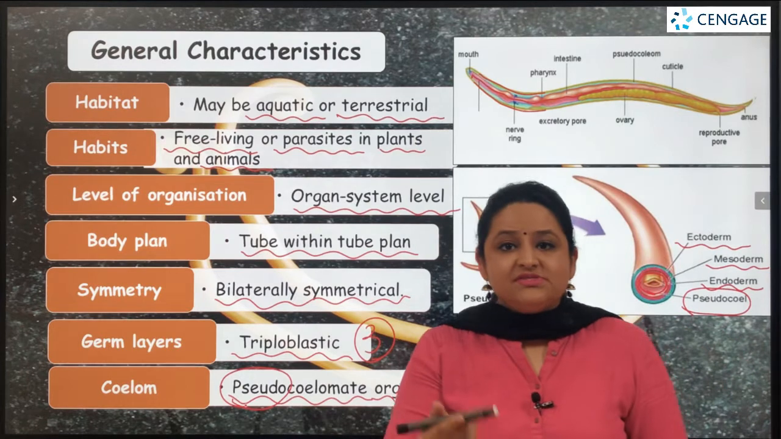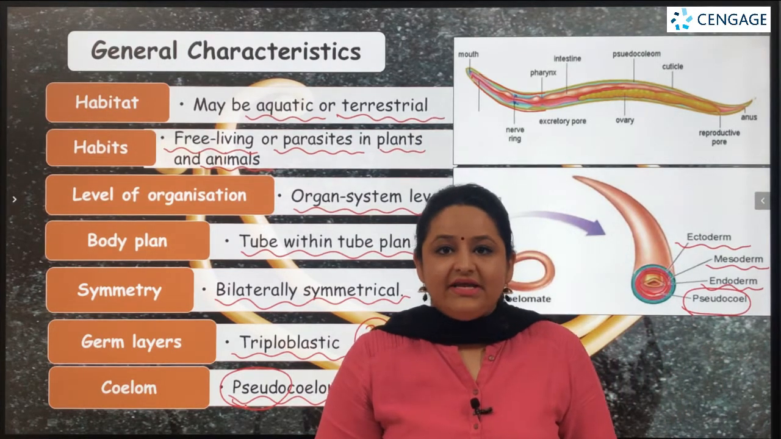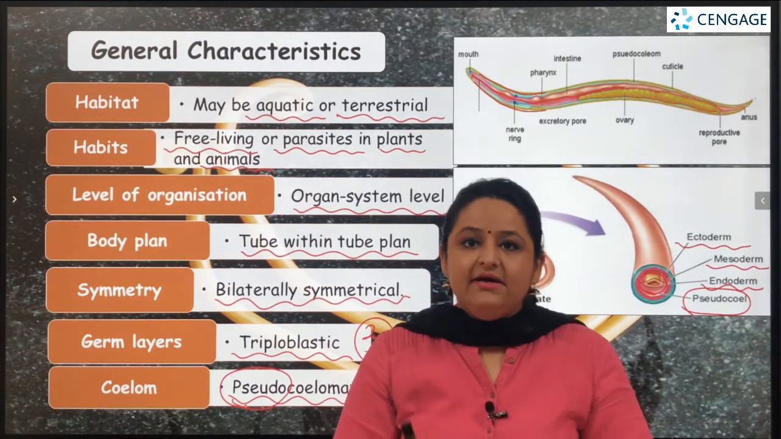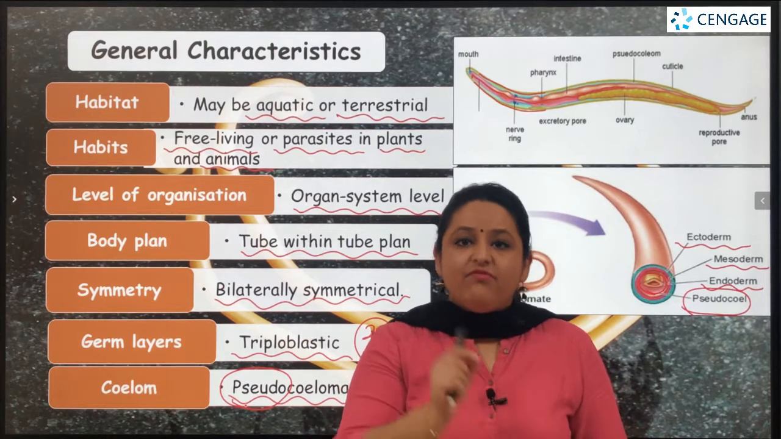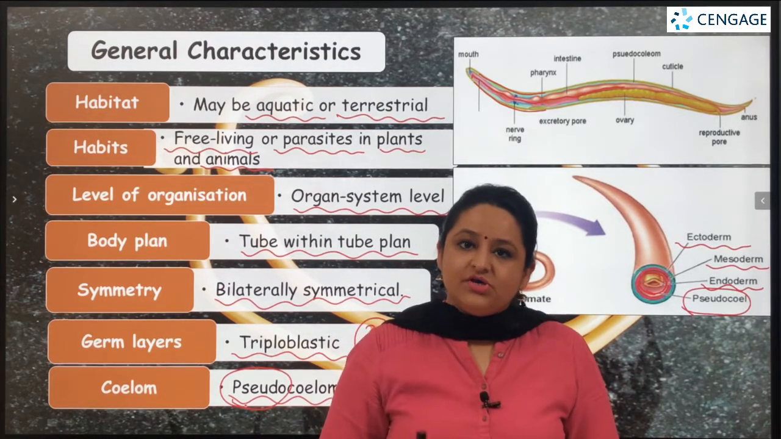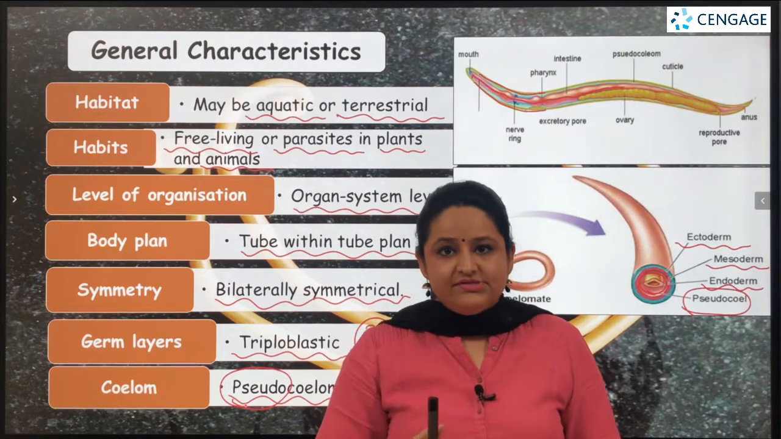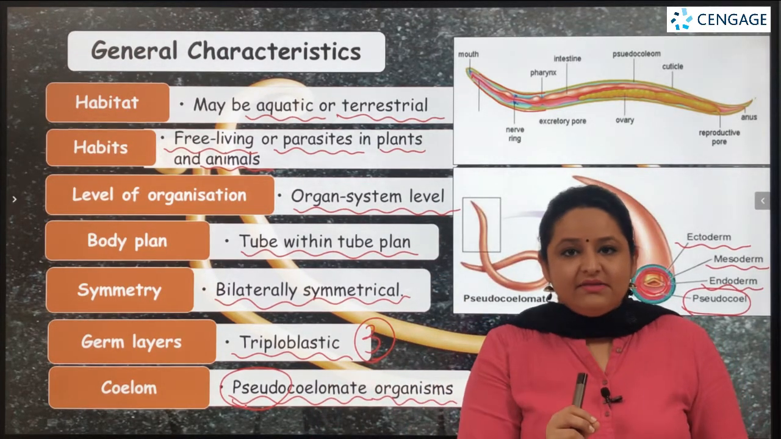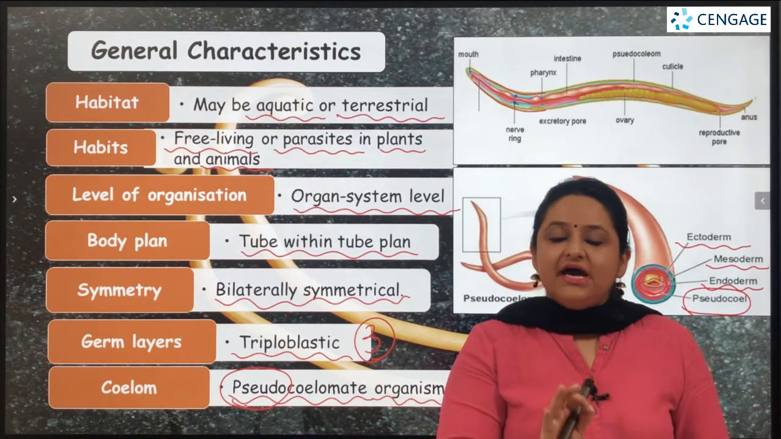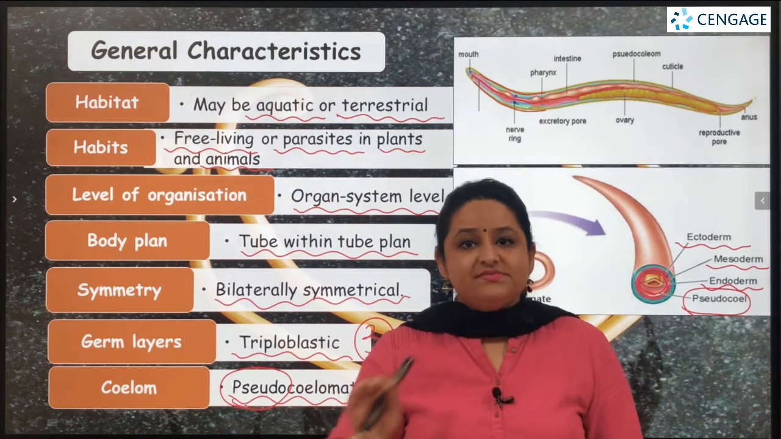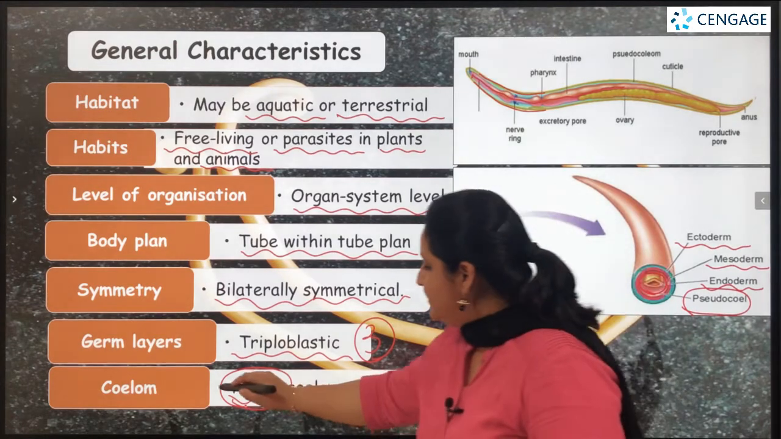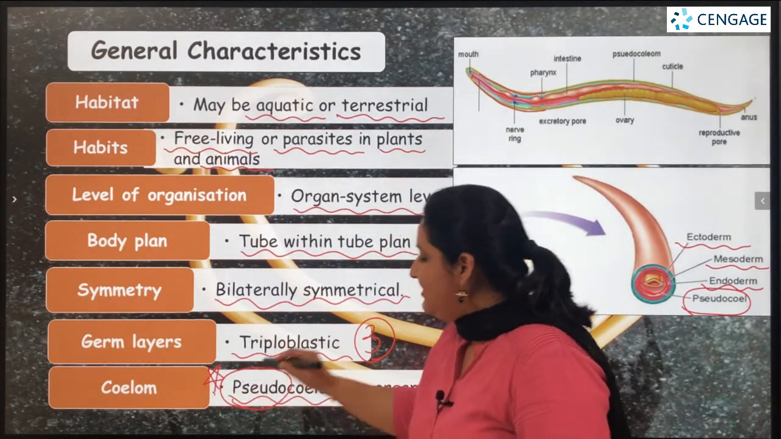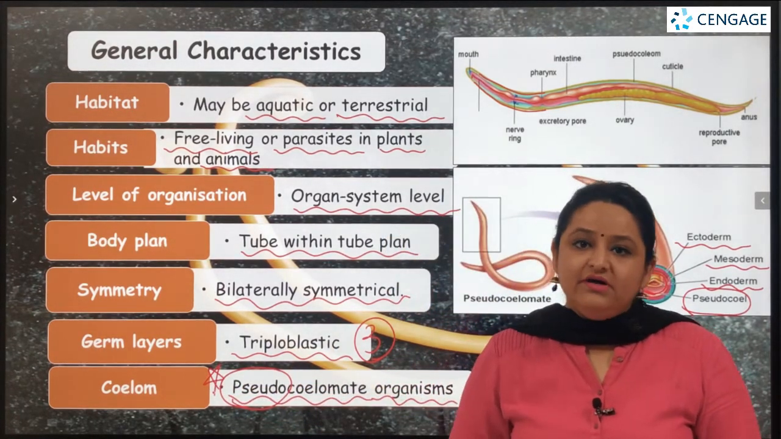The organisms in which the body cavity is covered from both the sides by mesoderm form the coelomate organisms, or eucoelomates, also known as true coelomates. So Aschelminthes or the roundworms are pseudocoelomate organisms. This is something very important, and this is the only phylum showing this kind of arrangement.